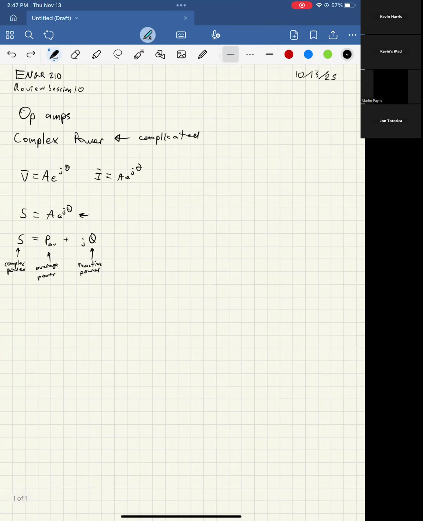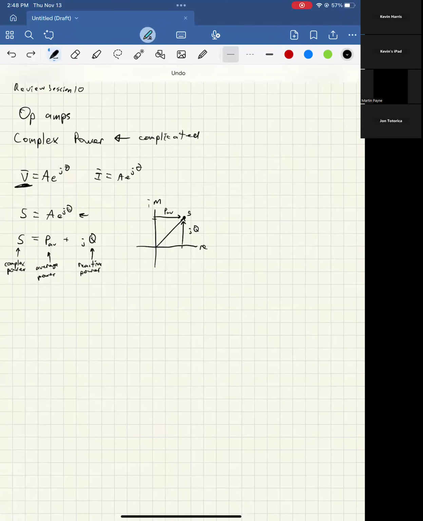So if you wanted to represent this in the complex plane, you could say that if I have some vector or some complex number S, it has this amount of complex power and this amount of real power, right? That's pretty straightforward. Now, how do we relate this complex power to our phasor voltage and phasor current?